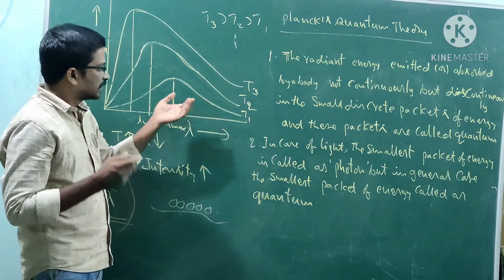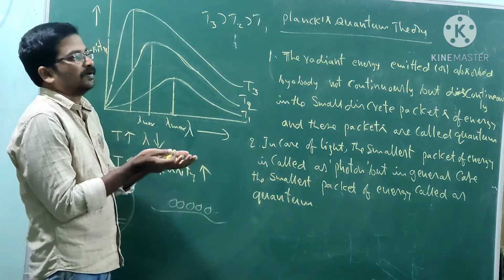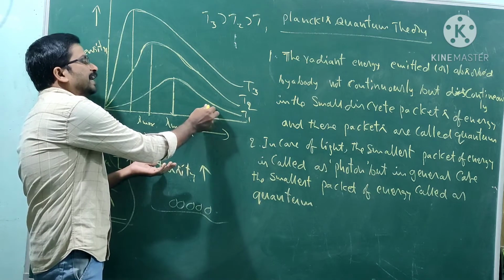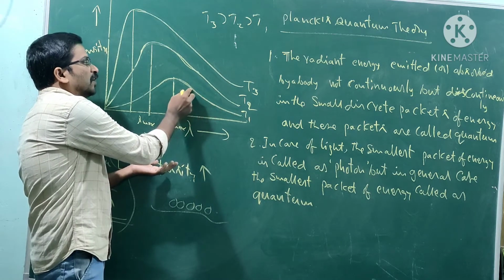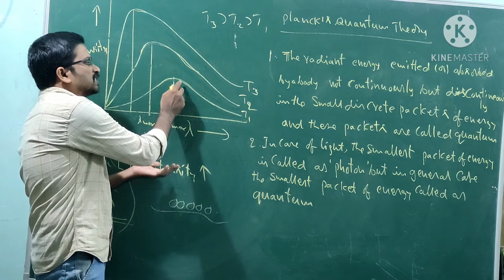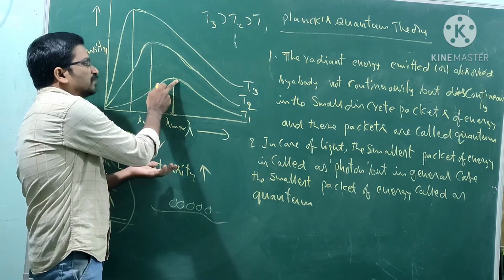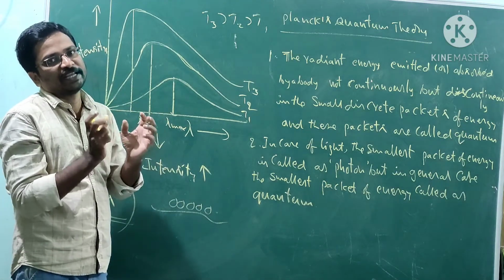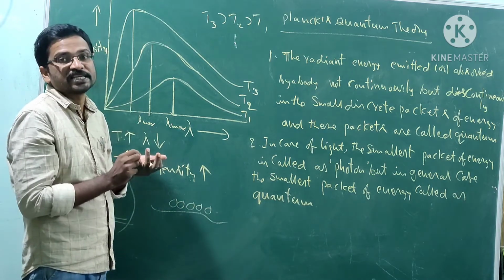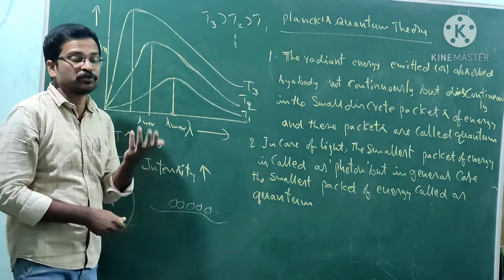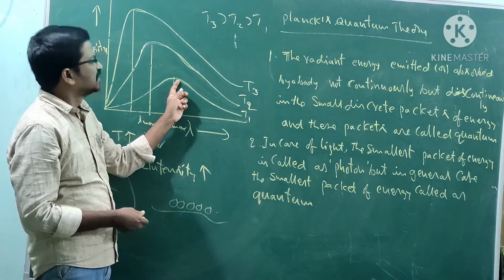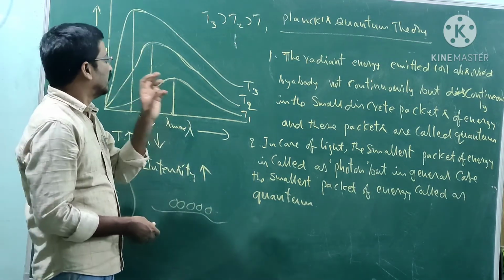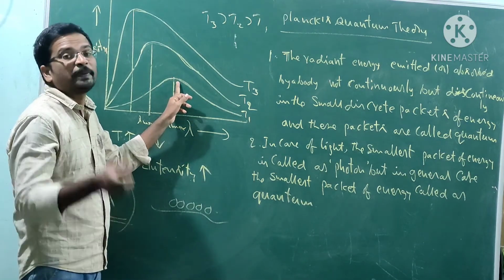If you increase the temperature of a black body from the lower temperature T1, it can emit the radiation. Whenever intensity increases, the number of packets of energy emitted increases. The number of packets increases, and the energy of each packet also increases. These are two points. The intensity increases because the number of emitted packets increases, and each packet's energy also increases.